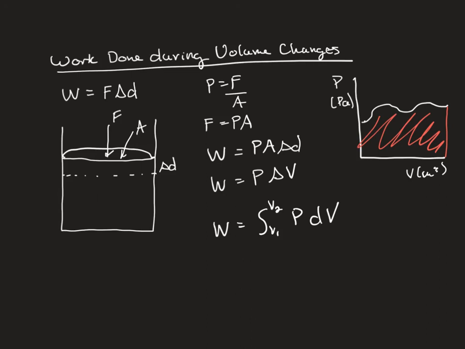So work where there is an expansion is going to be positive. And when the work is negative, that means that there has been a compression. So you have to keep track of those sign rules.